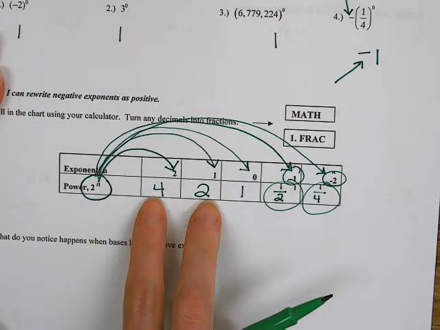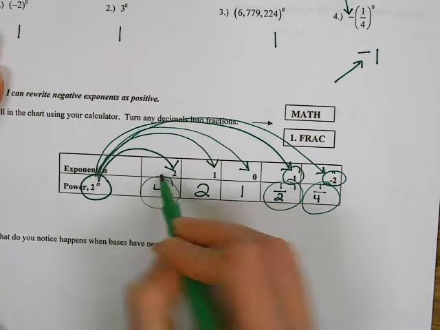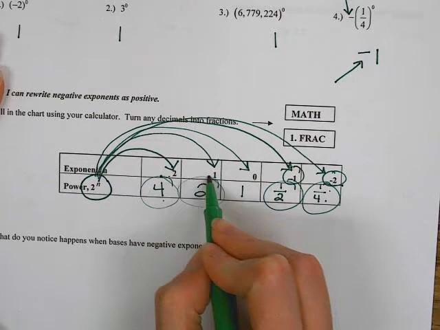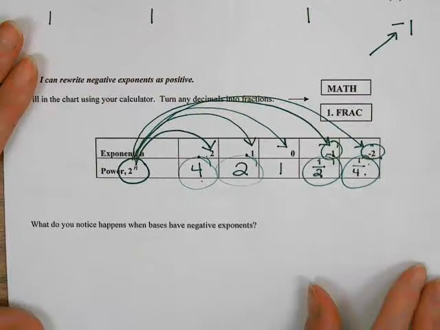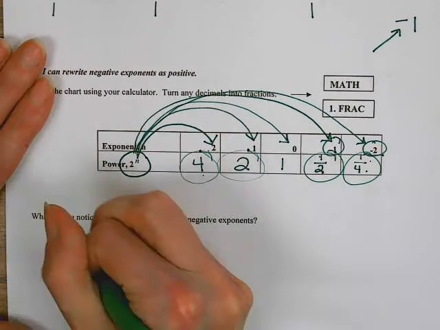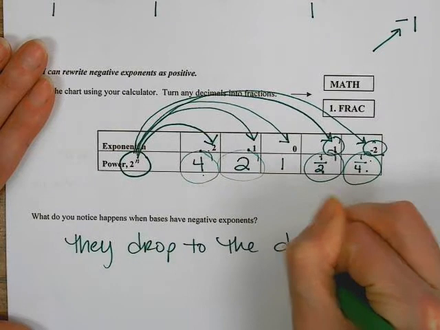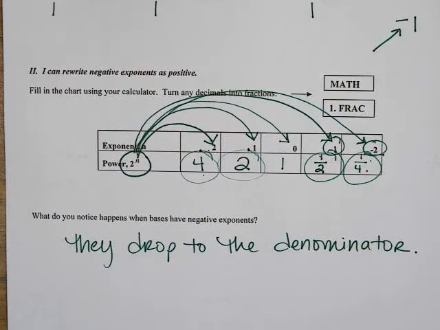So see how these numbers just went into the denominator? Like instead of being 4, when the exponent was negative, it became 1/4. And instead of being 2, when the exponent was negative, it became 1/2. So the rule is when you have bases with negative exponent, they drop to the denominator. That's kind of what's happening. They drop to the denominator. All right, so let's try some examples.